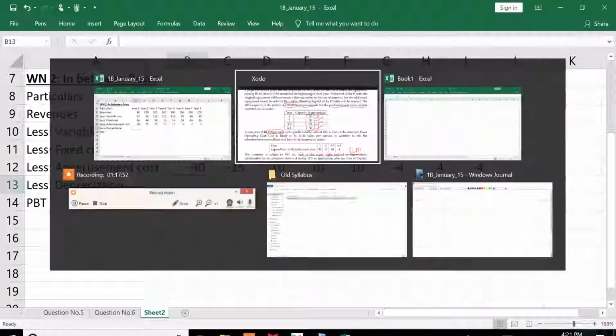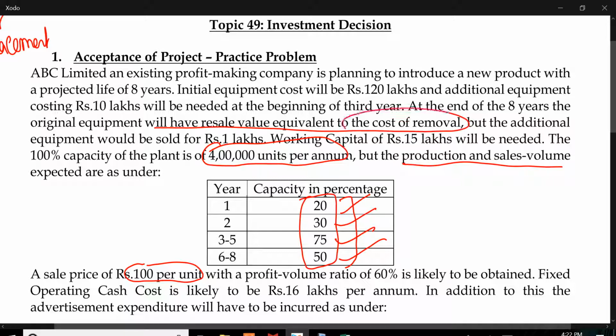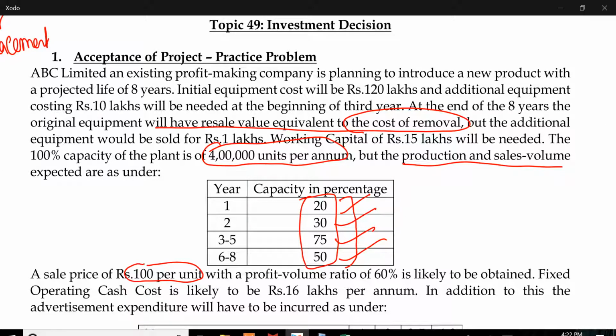Original equipment, what will be the depreciation per annum? Read it and let me know. It will be 15 lakhs: 120 lakh minus 0 salvage value divided by 8 years. 120 minus 0, because they say that we'll have resale value equivalent to the cost of removal. Technically it means 0 salvage value. So 120 minus 0 by 8.